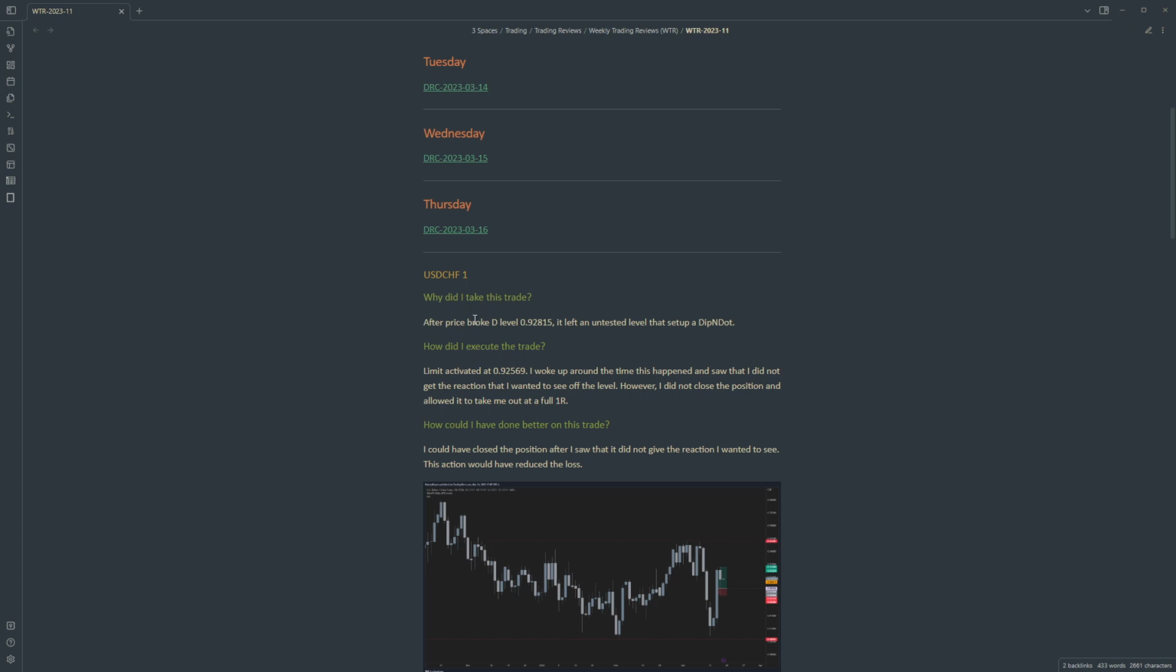Why did I take this trade? After price broke daily level 92.81, it left an untested level that set a Dipping Dot setup, which is a key setup for me. And how to execute this trade? Limit activated at 92.56.